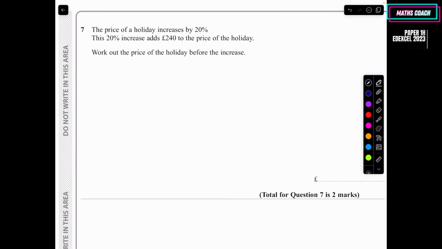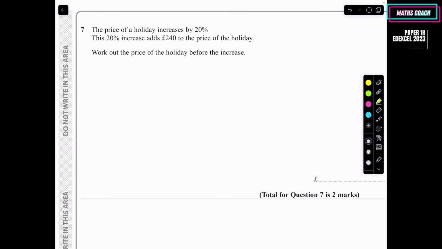All right, question number 7. The price of a holiday increases by 20%. Damn it, no holiday for me this year then. This 20% increase adds £240 to the price of the holiday. Work out the price of the holiday before the increase.